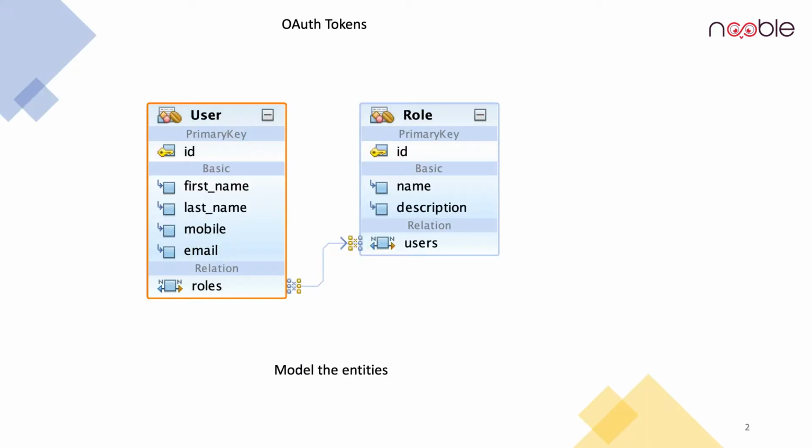Now you can see the user and role entities. We are having the usual first name, last name, mobile, email, and in the role entity we are having name and description. And you can see the relation. We have the definition for the roles in the user entity and the users in the role entity. That means it's a bidirectional relation. In this, a user will be associated with many roles and a role will be associated with many users. So we'll be having a many-to-many bidirectional relation.